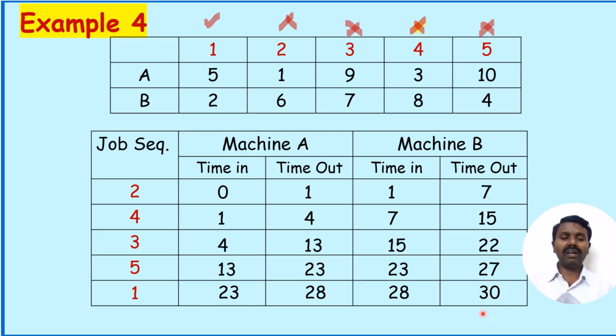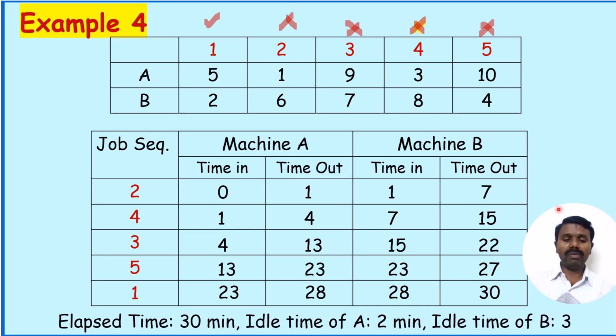So here the elapsed time is 30 minutes, and the idle time of machine A will be 2 minutes. Where is it waiting? Actually nowhere it is waiting, because it is the first machine, and the total elapsed time is 30 minutes. So 30 minus 28, it will become 2 minutes.